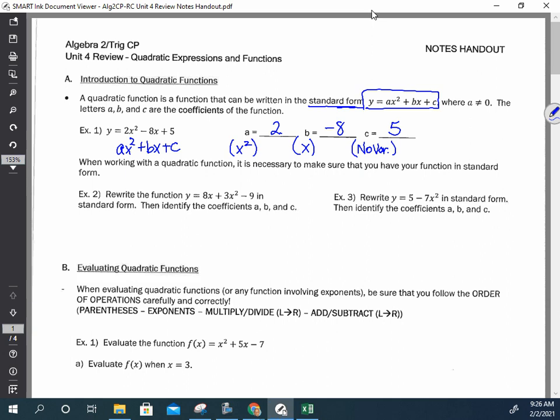So in the case of example 1, that's in standard form. Is it always going to be in standard form? No. So in the case of example 2, rewrite y equals 8x plus 3x squared minus 9 in standard form, and then identify the coefficients. This is what we have, and we want it in this format. So obviously that doesn't match up.